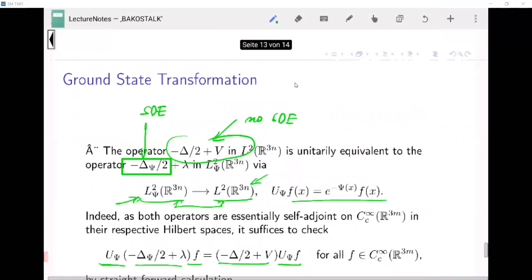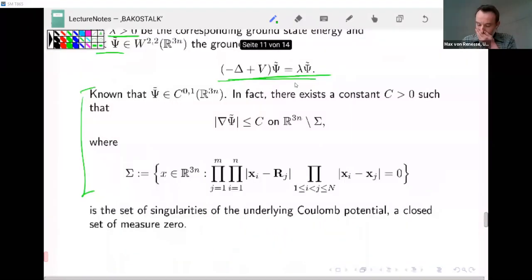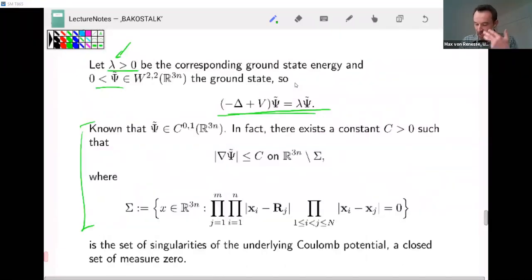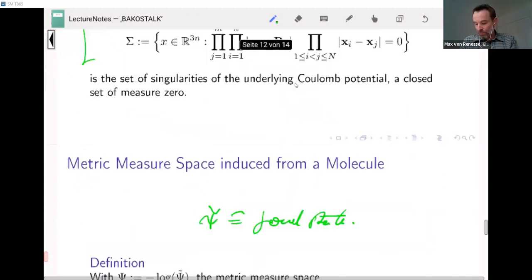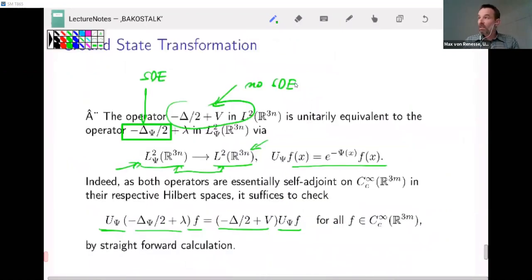Okay, let me say it again. We have a quantum mechanical system which consists of a couple of electrons and a couple of nuclei. We consider the ground state. We do the Doob or ground state transformation with this ground state and obtain a metric measure space, which is a weighted Euclidean space. And the semigroup that is induced from the corresponding drift diffusion operator is, in terms of unitary equivalence, the same as the Schrödinger semigroup. But here we can study this operator using SDE methods, and if you like, Malliavin calculus and whatever. And what we will also use is the fact that the corresponding potential here is really of Kato class.